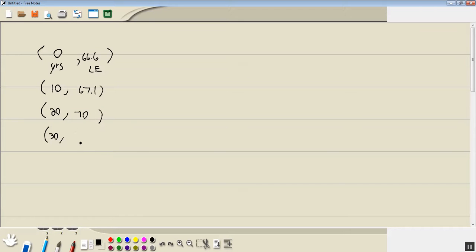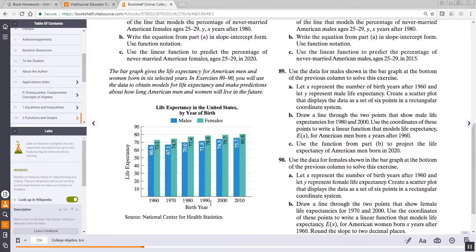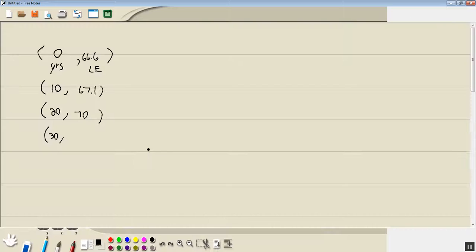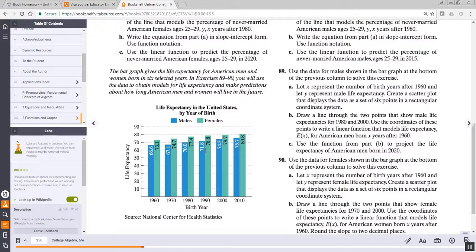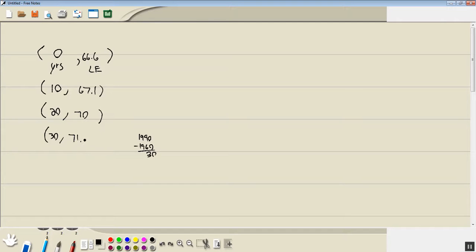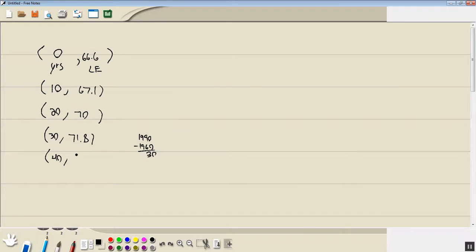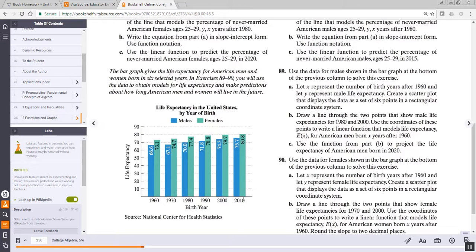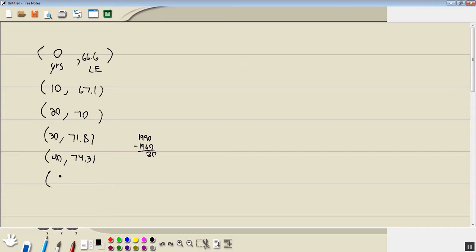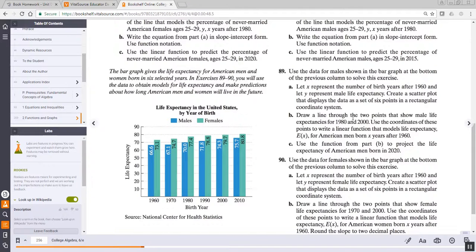But okay. Now, just to reiterate where that 30 is coming from, you just take the year minus 1960. So this is 1990 minus 1960, and that gives us 30. And the blue bar goes to 71.8. 2000 minus 1960 is 40, and it goes up to 74.3. And I'm assuming this is 50, but let's see. 2010 minus 1960 is 50, and 75.7. Now those are our points, and I'm not going to do part A. Part A says create a scatter plot. That's just plotting points.